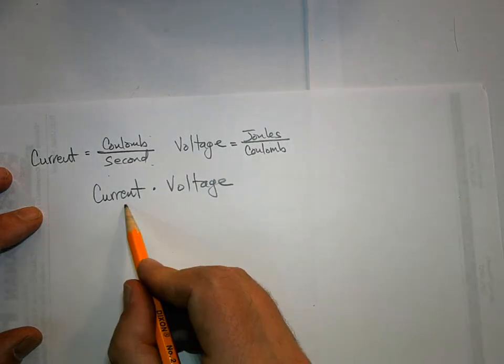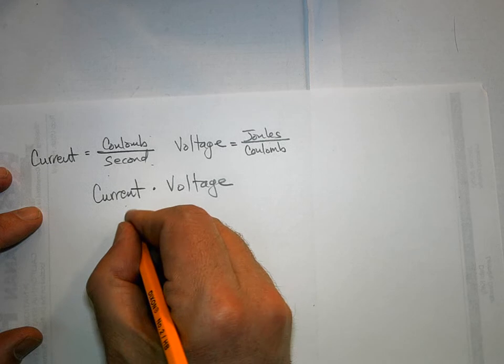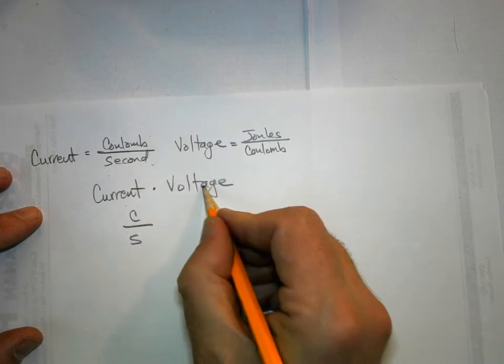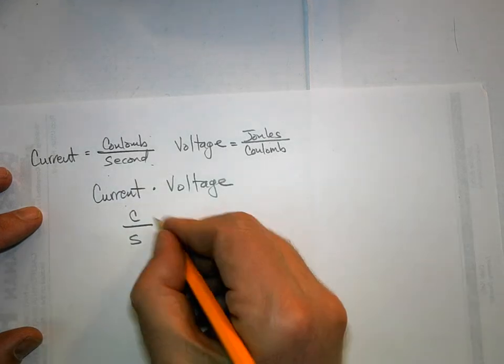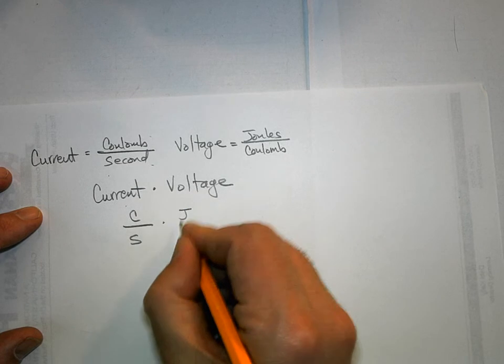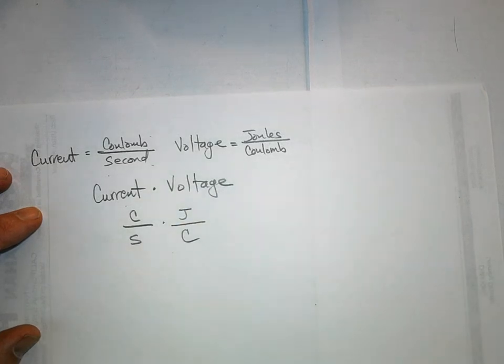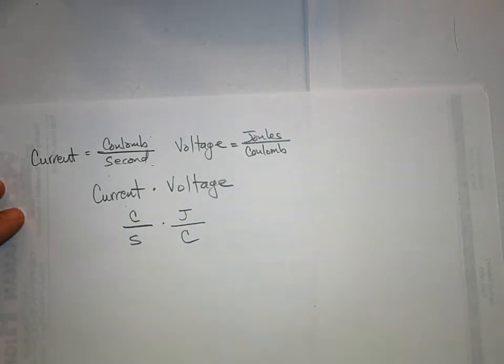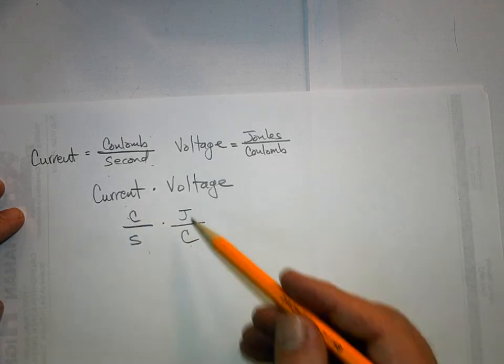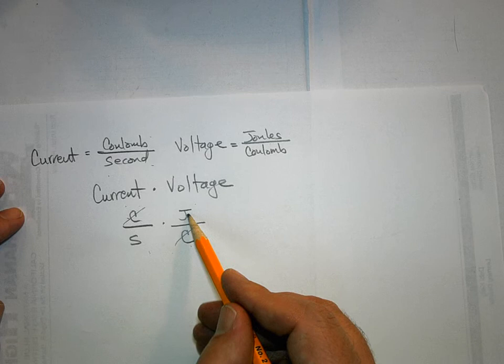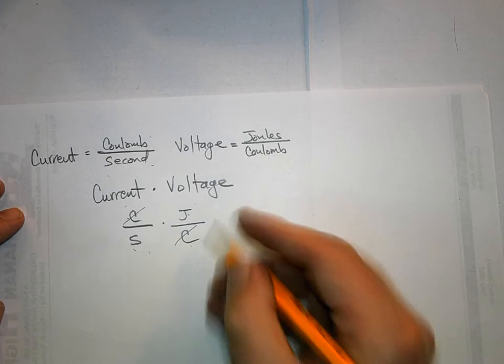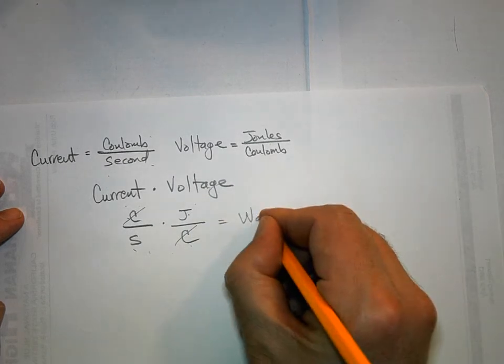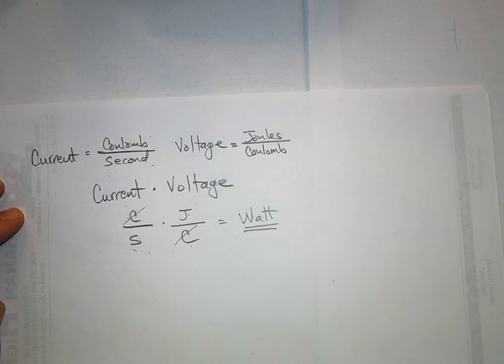Well, current is, as we said, a coulomb per second, times voltage, which is a joule per coulomb. What happens? Well, the coulombs cancel out. A coulomb per second times a joule per coulomb, you get a joule per second. And what is a joule per second? That's a watt, a measure of power.